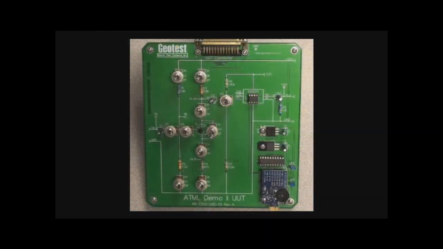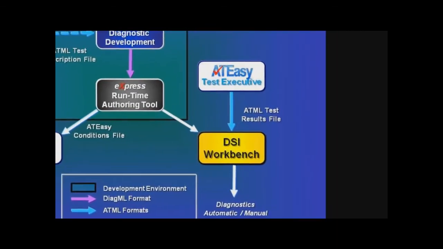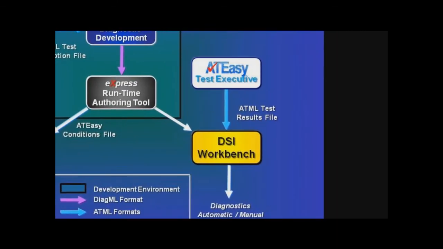We will now inject a failure using the UUT's onboard switch to generate a fault. In this case, we will inject an open condition on resistor R2. We will now repeat the test executive's run and generate the ATML test results again, indicating exactly which test passed and which test failed during the execution of the test program.